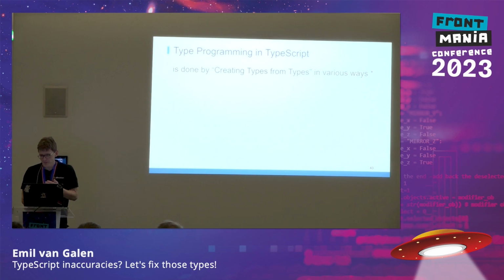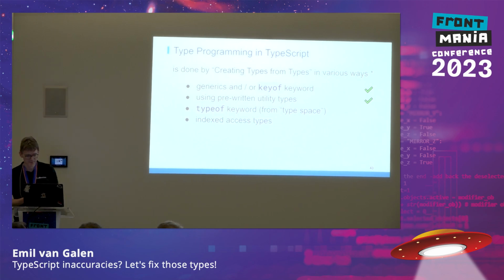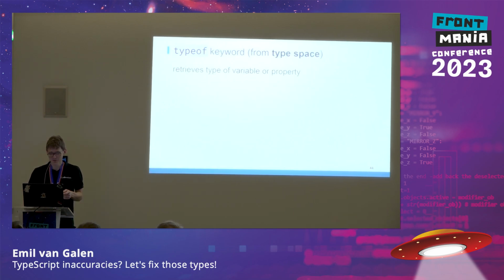And to do type programming, you are creating types from types in various ways. We've seen generics, and there are also pre-written utility types, but there's also the typeof keyword, the indexed access type, the conditional types, the mapped types, and the template literal types. I'll try to give you an overview of them all today. Let's see how that works with the time. Typeof actually retrieves the type of a variable or property. This variable or property is in the value space, and typeof is a keyword you use to extract it and get it into the type space, basically.